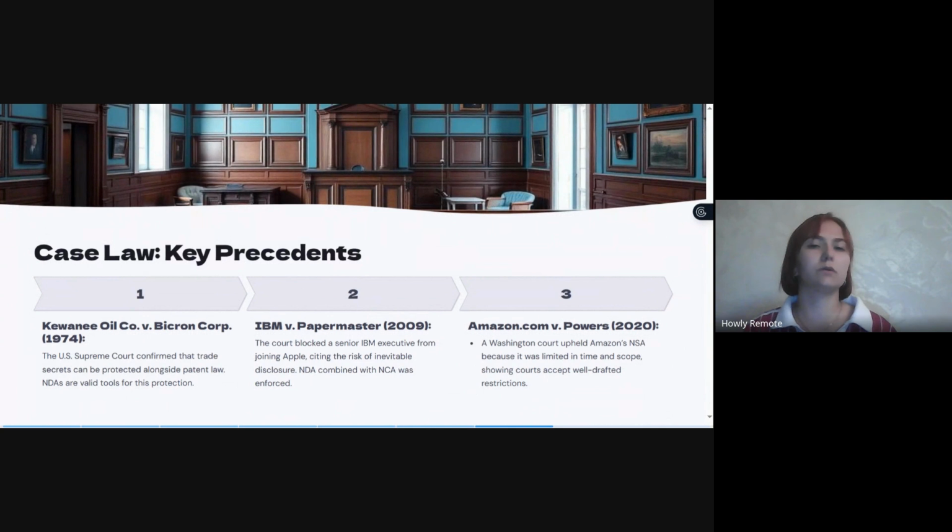Amazon argued that this violated the NSA, which prevents a former employee from poaching staff for a certain period. The court upheld the NSA, confirming that Powers would not recruit Amazon employees for 12 months after leaving. This prevented Amazon from losing valuable staff and protected their business relationships.